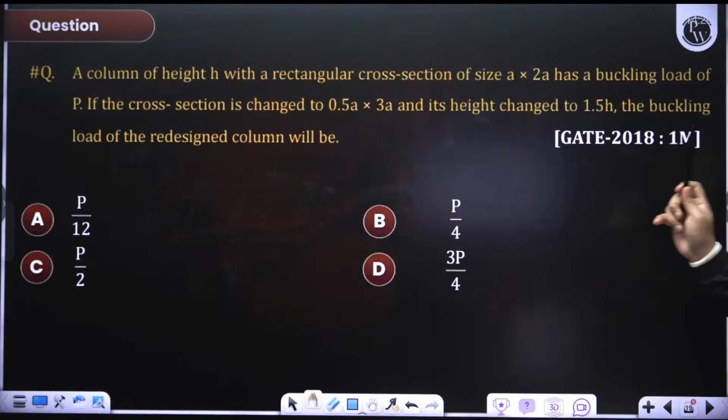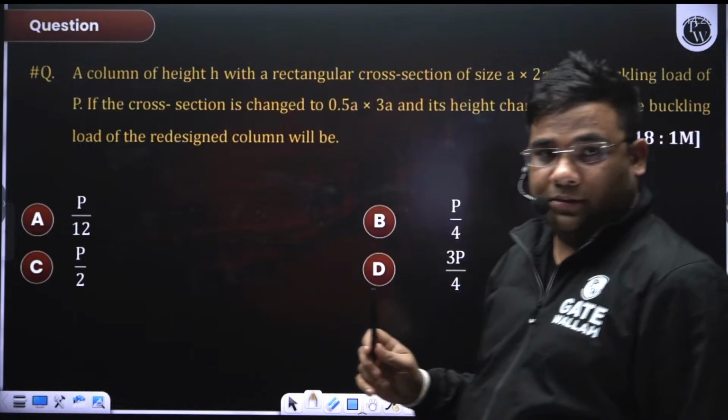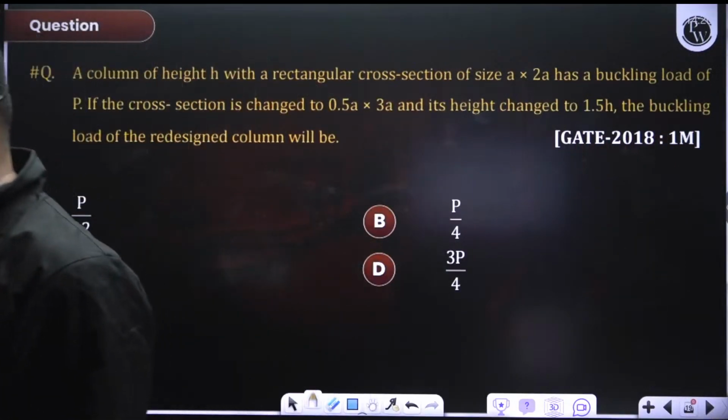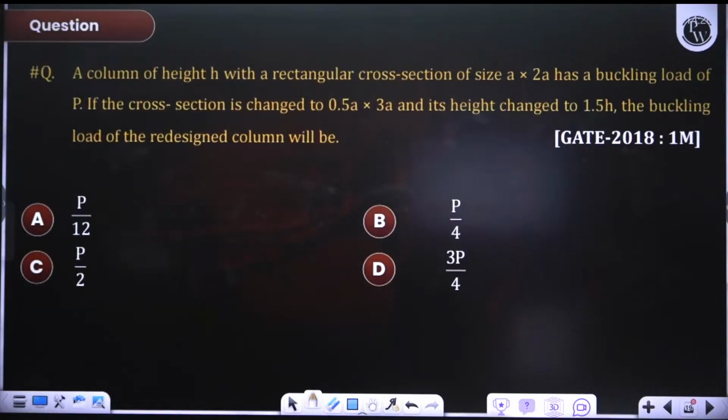You see, another similar question asked in 2018, on the ratio of buckling loads, based on that concept. Now they have changed the cross section and also the height. Now solve this question. In buckling loads they ask you these ratios a lot.